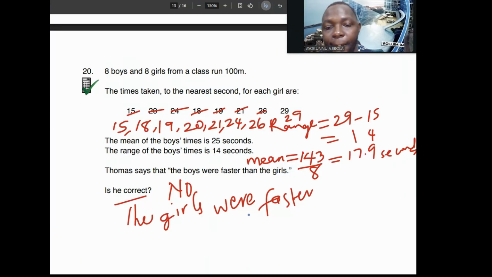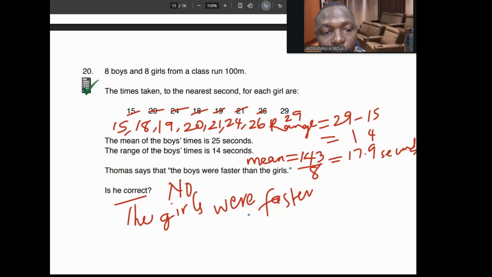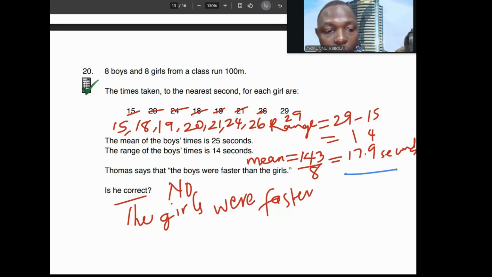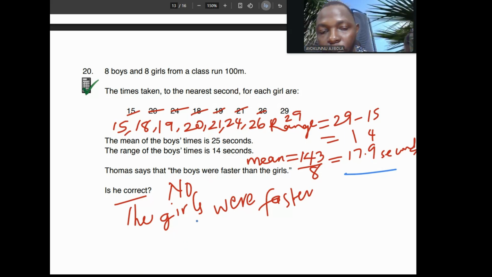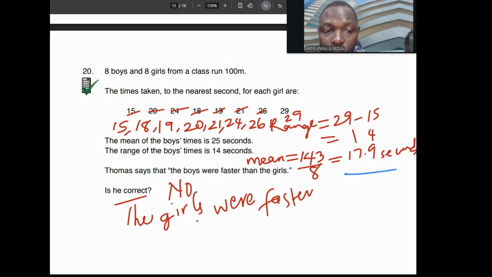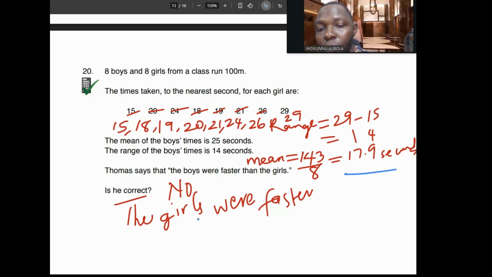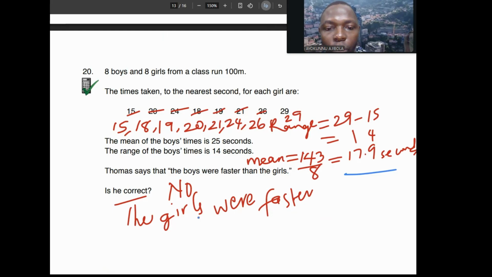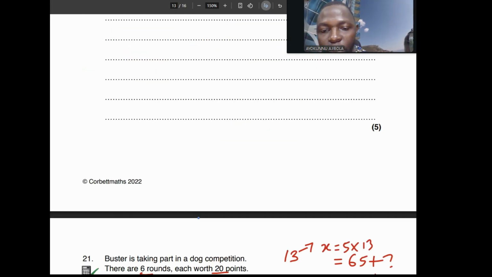What do you get for number 20? I said that Thomas is incorrect. The girls were faster, because the mean time taken by the girls was smaller. Yes, it was 21.5 seconds and the range was 14. Yes, I got the full 5 marks. And the boys were 25 seconds.